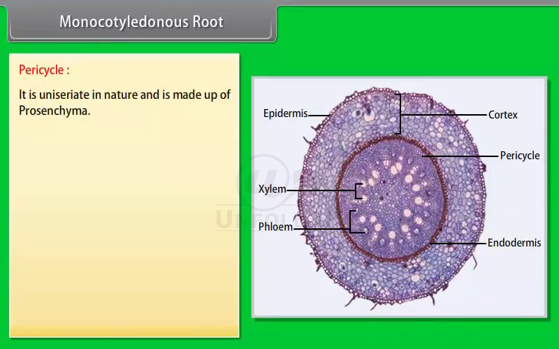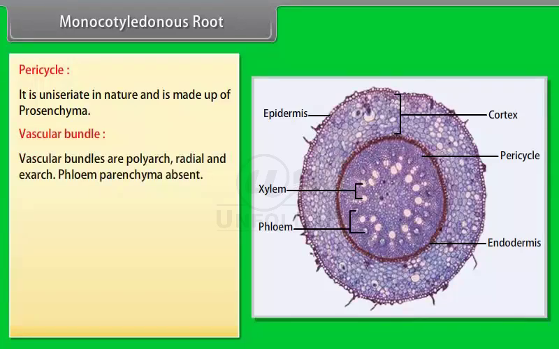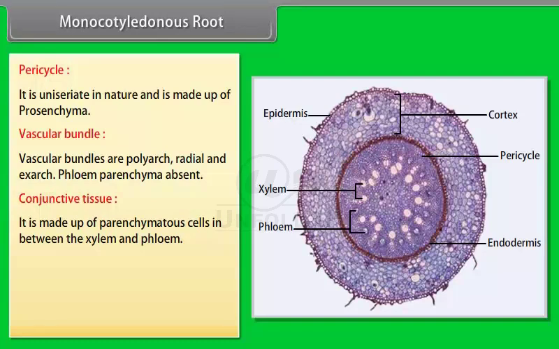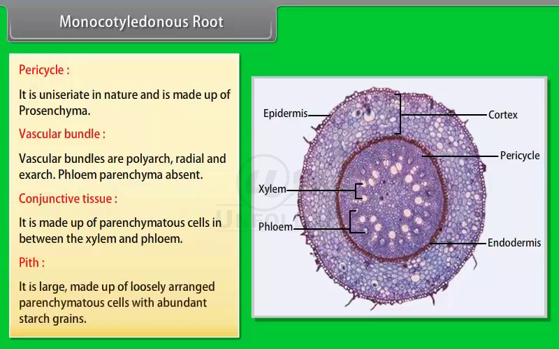Pericycle. It is uniseriate in nature and is made up of prosenchyma. Vascular bundle. Vascular bundles are polyarch, radial and exarch. Phloem parenchyma absent. Conjunctive tissue. It is made up of parenchymatous cells in between the xylem and phloem. Pith. It is large, made up of loosely arranged parenchymatous cells with abundant starch grains.